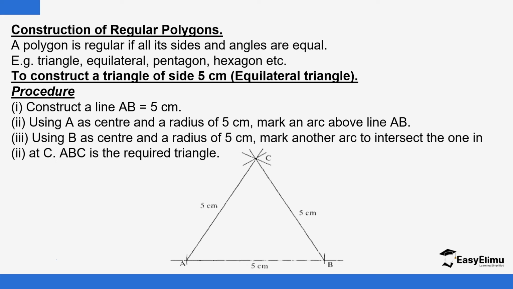Now, to construct an equilateral triangle of side 5 centimeters, the procedure is as follows. One, start with a line AB, and the length has to be 5 centimeters. Then use A as the center and a radius of 5 centimeters, and make an arc up there. Then shift the center to B, with the same radius of 5 centimeters, and make another arc to cut the first arc. Where the two arcs meet forms vertex C. So you join A to C and B to C, and you shall have constructed the triangle ABC.